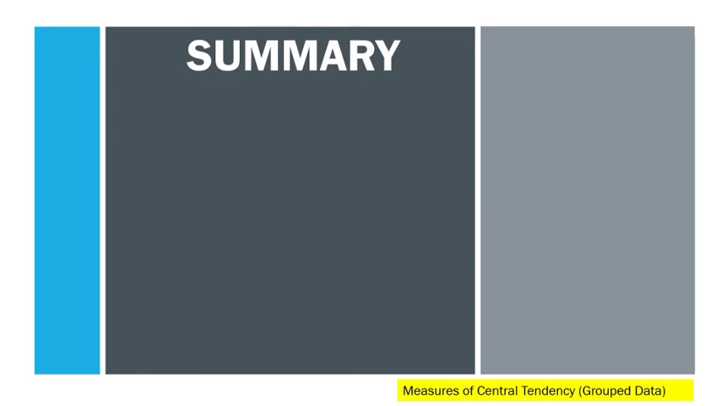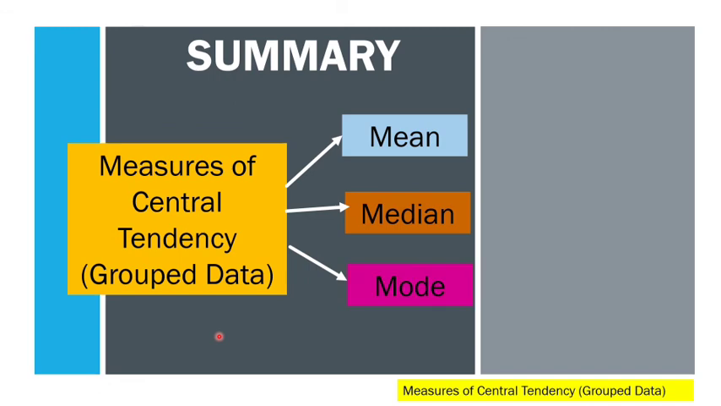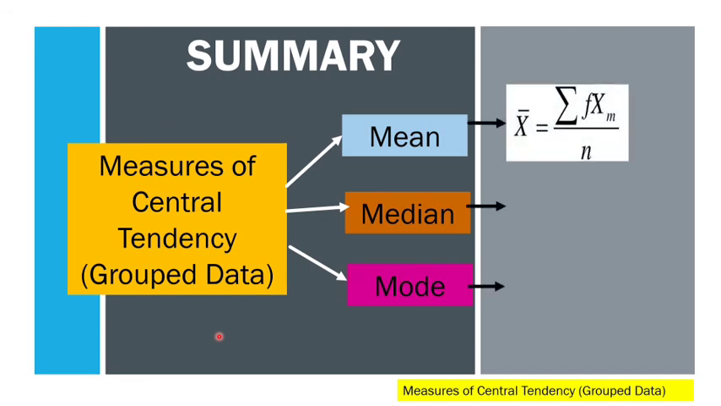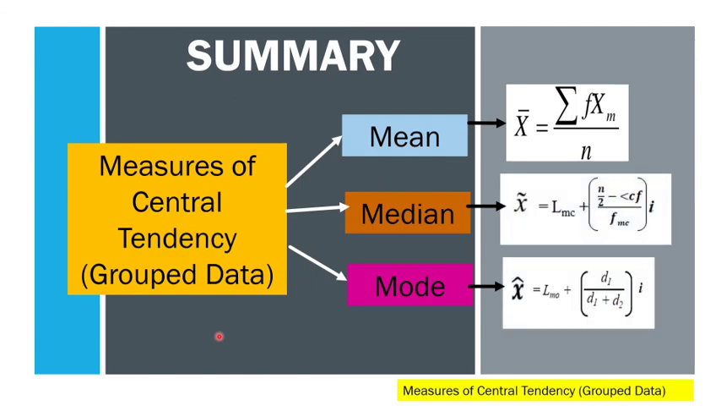To summarize our discussion, we have discussed the measures of central tendency for grouped data, and we have 3: the mean, median, and mode. And take note of the formulas that we have to use for the mean, for the median, and this is the formula for the mode. Take note of them.